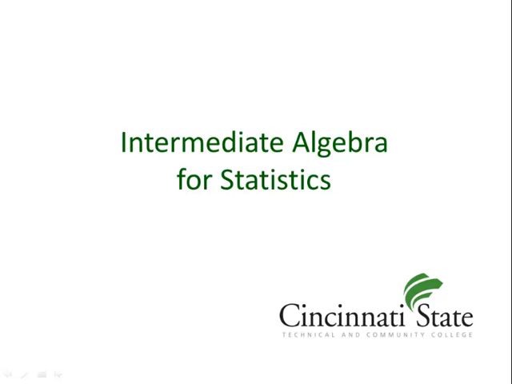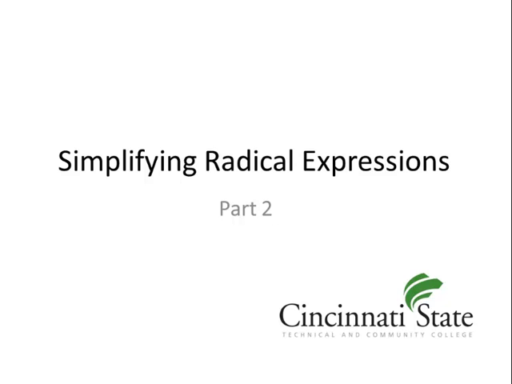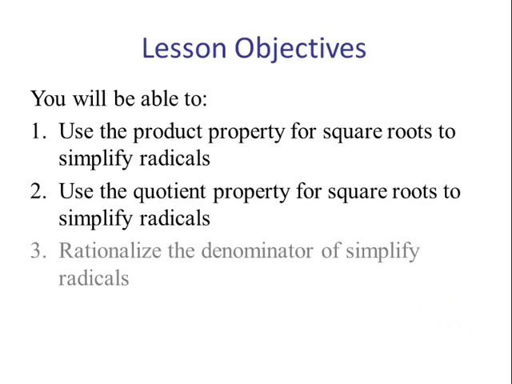Intermediate Algebra for Statistics, Simplifying Radical Expressions Part 2. Lesson Objectives. Use the product property for square roots to simplify radicals. Use the quotient property for square roots to simplify radicals.